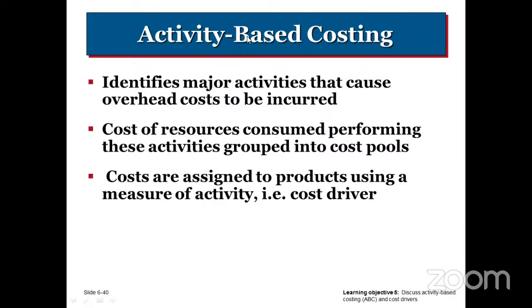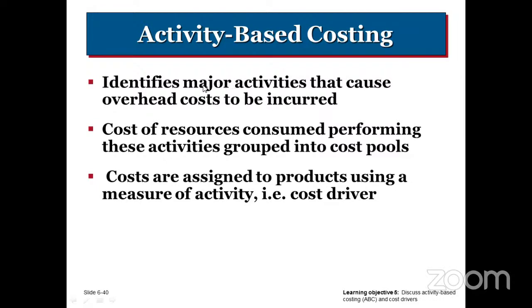Activity-based costing, in short form, we always call it ABC. Identify major activities that cause overhead costs to be incurred. So what are the activities that cause the cost to be incurred? That means what are the things that make the cost happen? Is it the number of calls to the customers? Whatever, that's the meaning. What are the major activities?